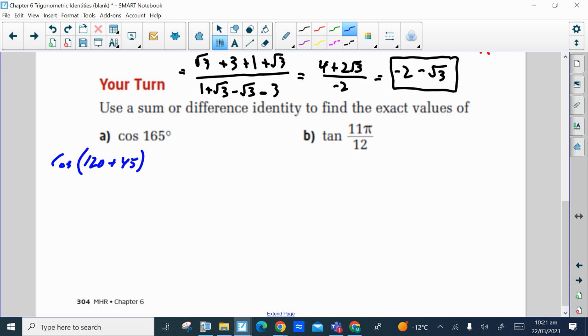But now we're using the sum identity for cosine, which is on the formula sheet. It'll be cos 120 cos 45 minus sine 120 sine 45. So that is the sum identity for cosine that's on the formula sheet.